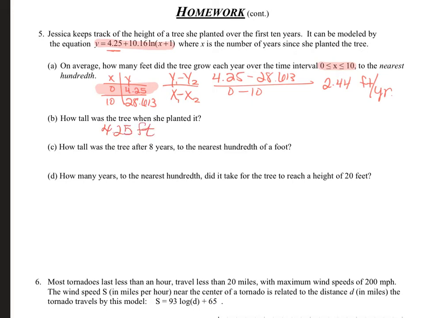How tall was the tree after 8 years, to the nearest hundredth of a foot? I mean, you already put this in your calculator, so you can just go to your table. Let's make life easy at this point. And when I go to my table, next to my 8, I have 26.574. It says nearest hundredth, so 26.57 feet.